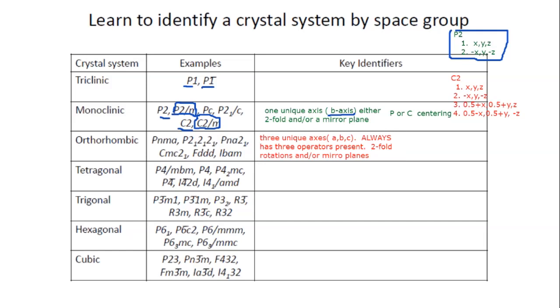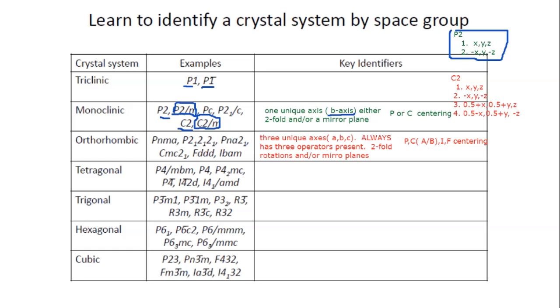And that should be mirror planes, not mirror. But with orthorhombic, we can have a variety of different centerings. We can have primitive, C. In addition to C, you won't be surprised, you see A and B as well. And we have body centering and face centering. So orthorhombic has a variety of different centering options.